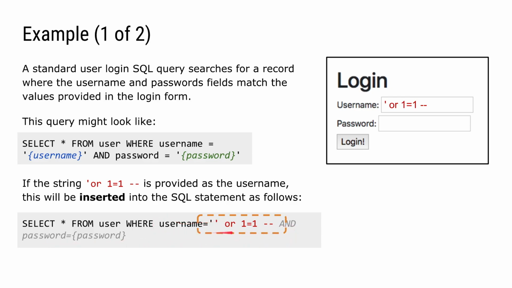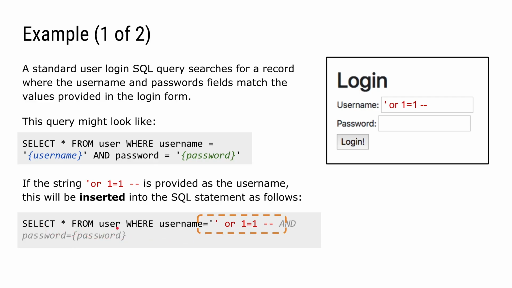Now this bit's the interesting bit. Username equals blank or 1 equals 1. Well, 1 equals 1 always returns true, and or is a Boolean operator where if one side or the other is true, it will return true. So this basically evaluates to select everything from user where true, which is the equivalent of saying just select everything from user.